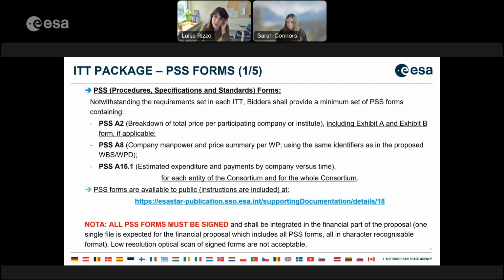So in general, you could find different requests regarding the PSS forms in different ITTs. Bidders shall provide a minimum set of PSS forms containing, so that's what you see here. These three listed are the minimum set of PSS forms, and these are usually the PSS forms we request on the climate space ITTs. The PSS A2, containing the breakdown of total price per participating company or institute, of course, including the exhibits A and B forms, if applicable.